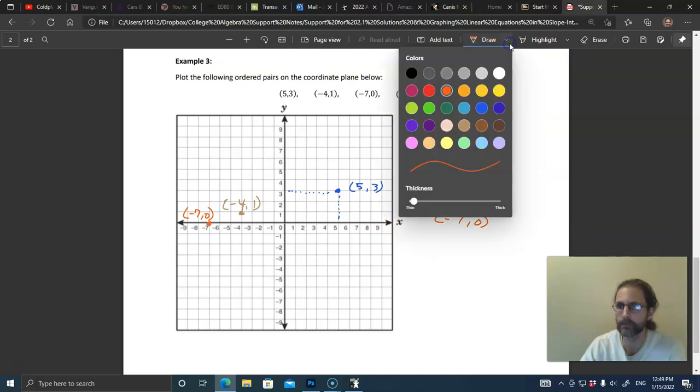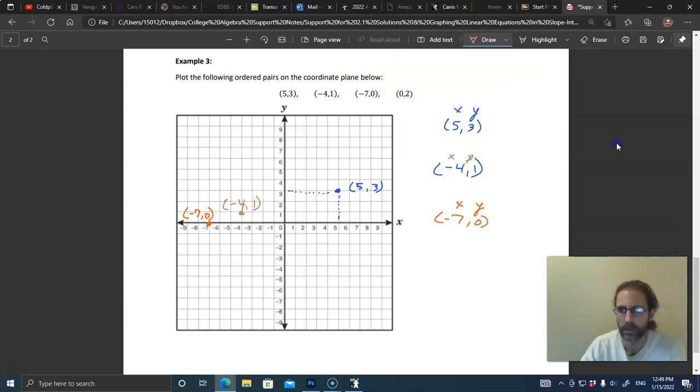And then the last one here, 0 comma negative 2. Oh no, 0 comma 2. In this case, x is 0, so we still start in the middle. But if x is 0, we're not going to go to the left or to the right. We're going to stay put. Then we look at y, which is 2, which is positive. So we just go up 2, and we stop. This particular point lands on top of the y-axis. This is what we refer to as a y-intercept, and we'll discuss these more later.